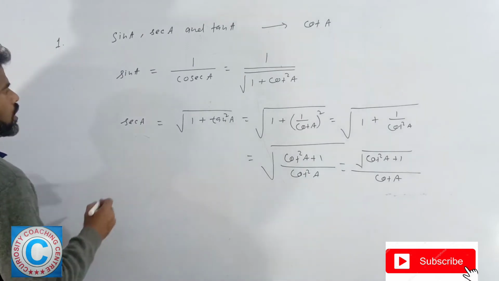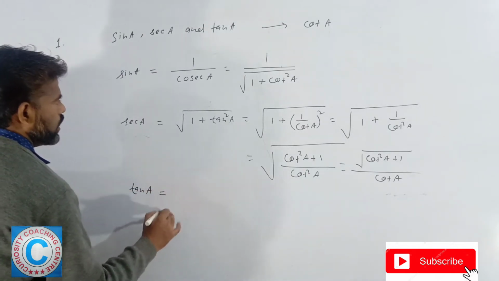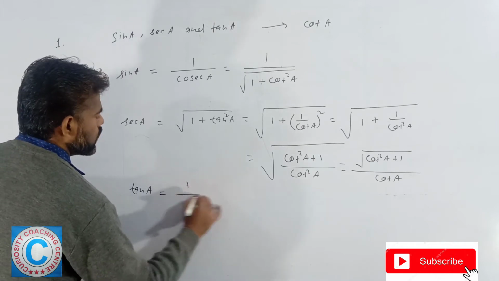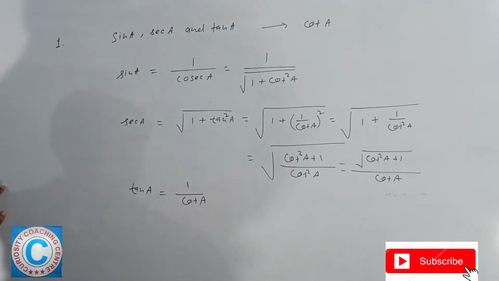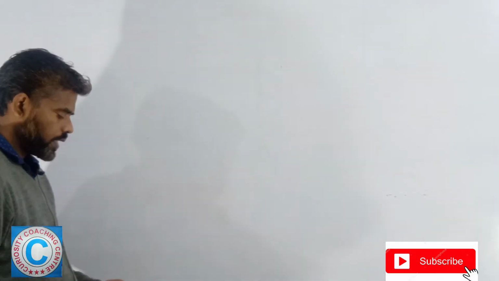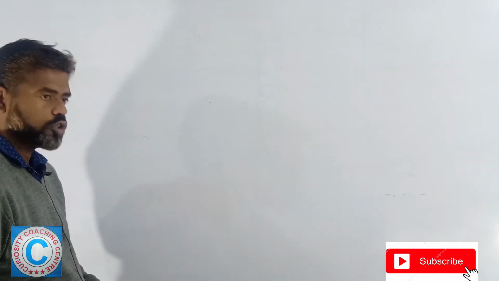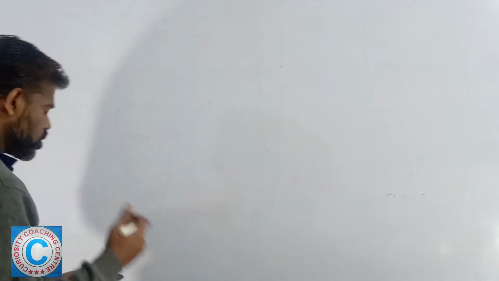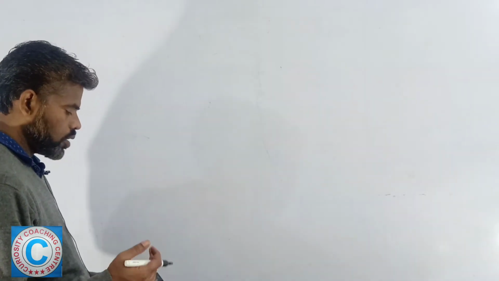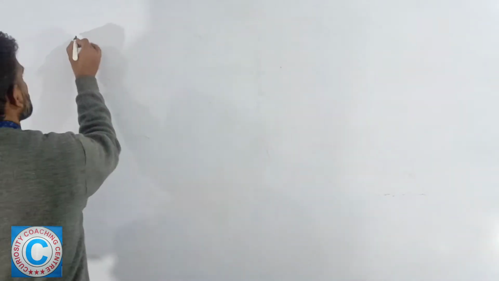Okay, and next one is tan A. Tan A equals 1 by cot A. Question number 2. Write all the other trigonometric ratios of angle A in terms of sec A. So we have to write sin A, cos A, tan A, cot A and cosec A in terms of sec A.